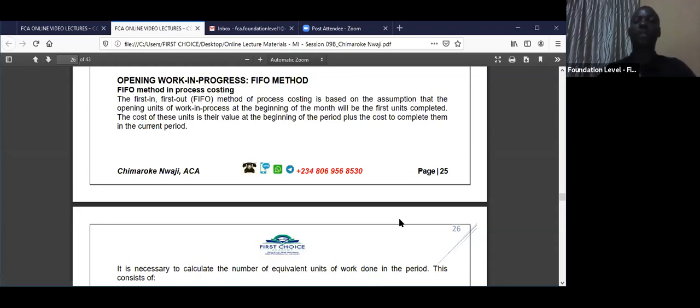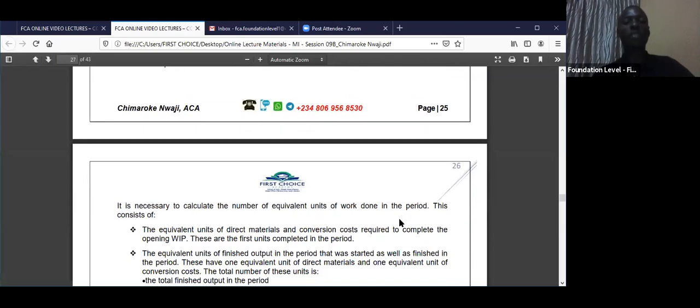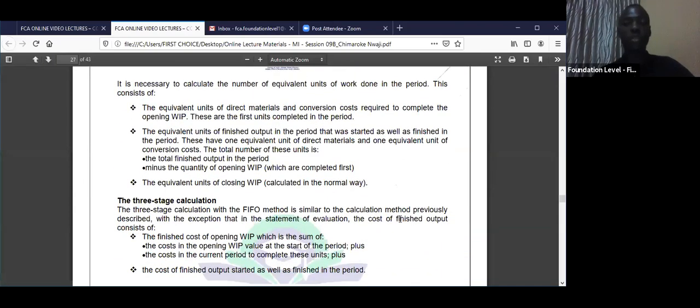What I mean is that once we have work in progress at the end of the period, going to the new period, we will have to complete these first. So the cost of these units is their value at the beginning of the period plus the cost to complete them in the current period. That is how we value them. So it is necessary to calculate the number of equivalent units of work done in the period, and it consists of the equivalent units of direct material and conversion costs required to complete the opening work in progress.